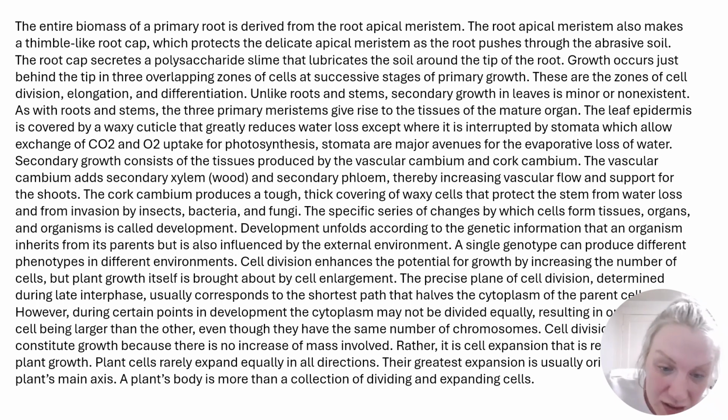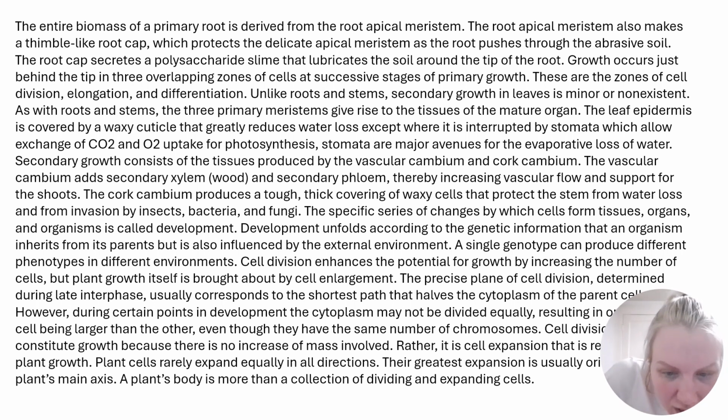However, during certain points in development, the cytoplasm may not be divided equally, resulting in one cell being larger than the other. Even though they have the same number of chromosomes, cell divisions alone do not constitute growth because there is no increase in mass involved. Rather, growth is cell expansion. Plant cells rarely expand equally in all directions. Their greatest expansion is usually parallel to the plant's main axis.